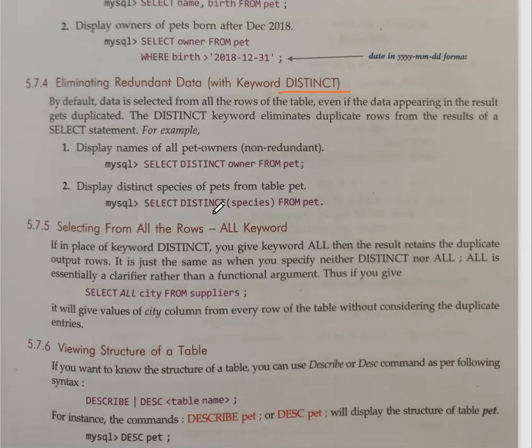It's your choice, either you write it in the bracket or you can write without any bracket also. Means before the column name you have to write distinct. So it is going to show you all unique owner's names in this particular line, and over here it is going to show you distinct species.